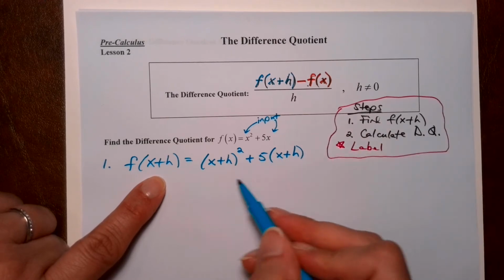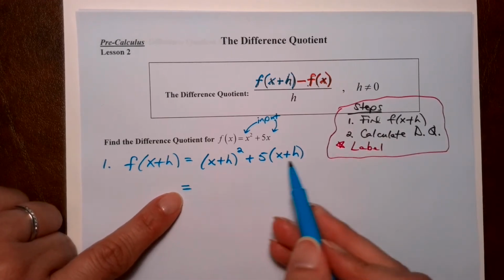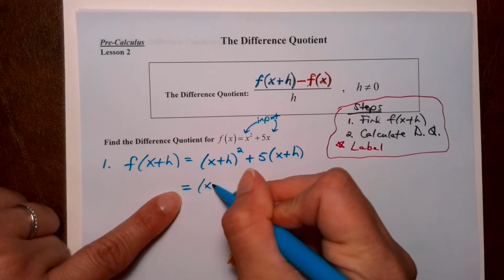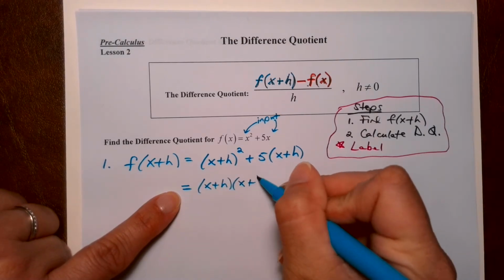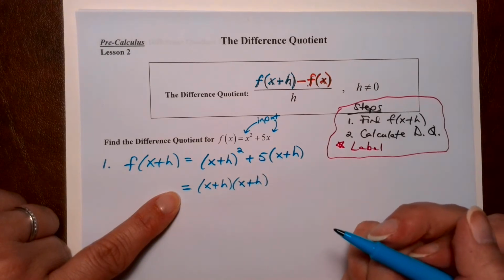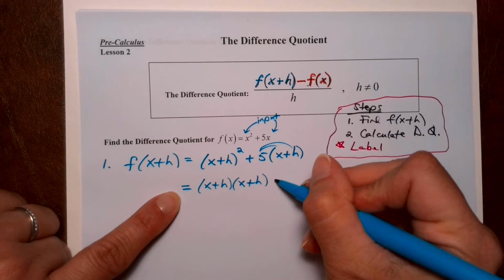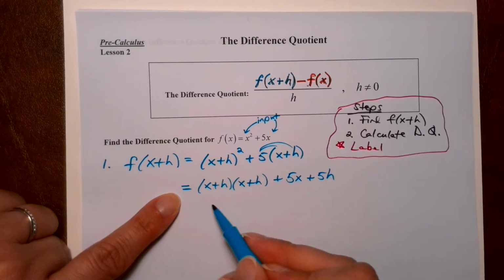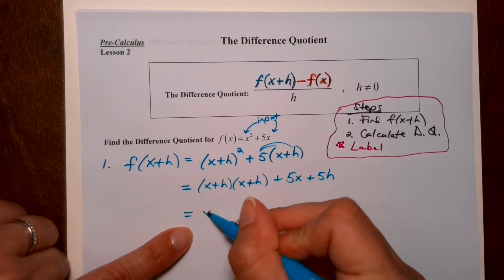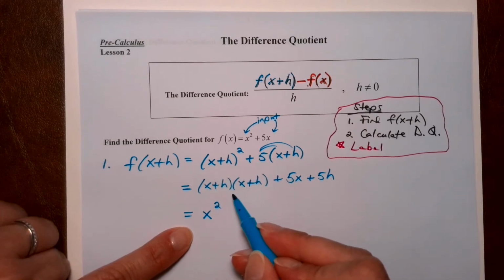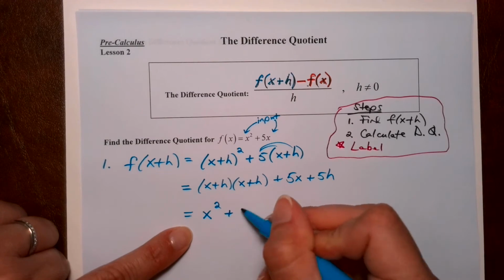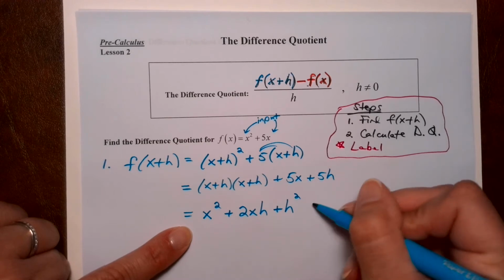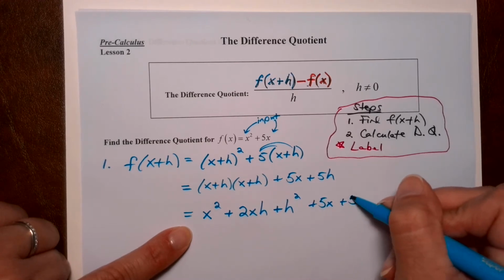Now we have to do the algebra work here, so please use some equal signs. What does this equal? When you have a quantity squared like this, I highly recommend that you write it down 2 times. This is definitely going to help a lot of people catch some mistakes. I'm going to distribute the 5 here, plus 5x plus 5h. And now I see that we're going to have to FOIL this out. So first, the outers plus the inners, xh plus xh is plus 2xh plus h squared. Plus 5x plus 5h.